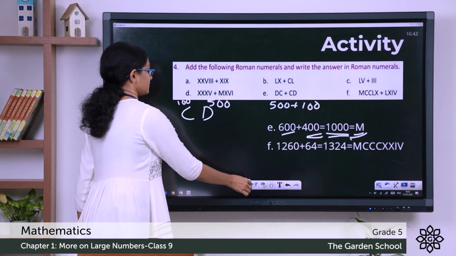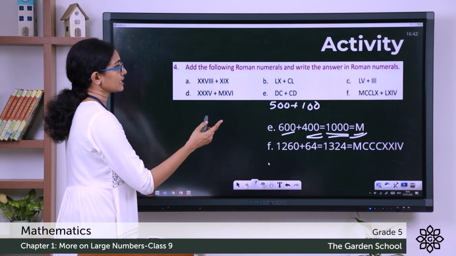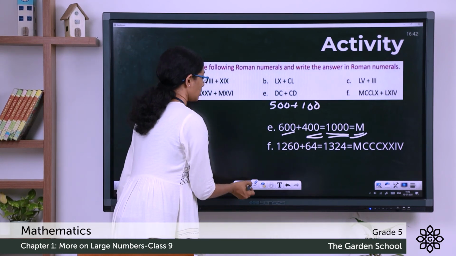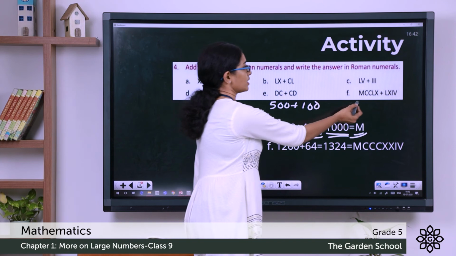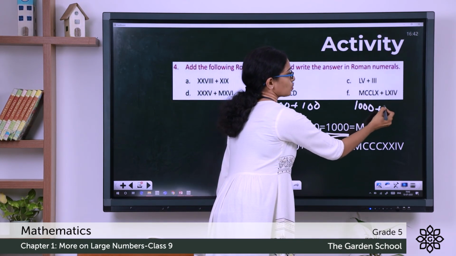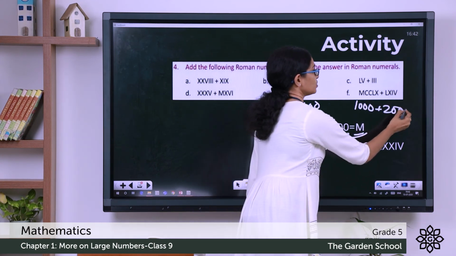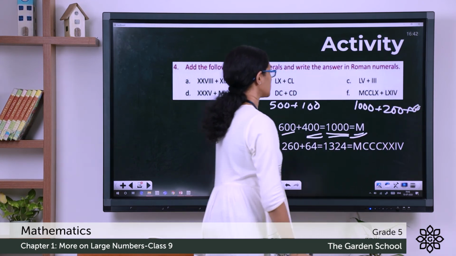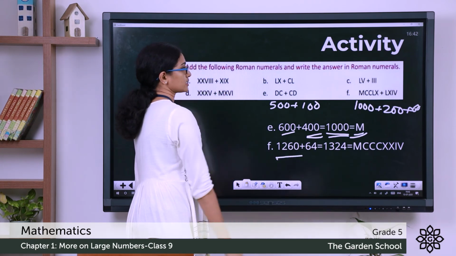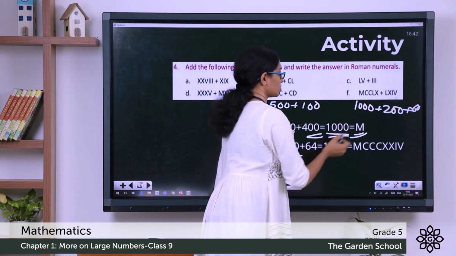Now the last question. MCCLX plus LXIV. How do we write that one? Here, M is for 1000. 2 C's means it's 200. Then you have L and X which equals 60. So it's 1260 plus you have 60 here from LX, then 4, 64.